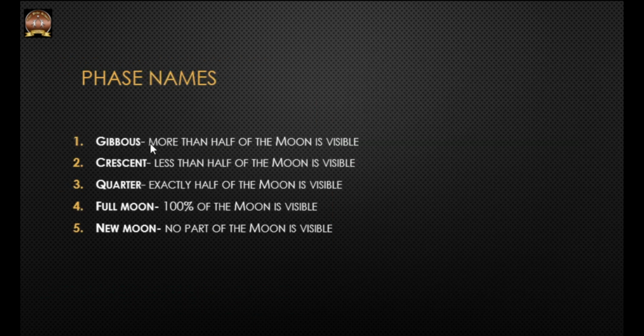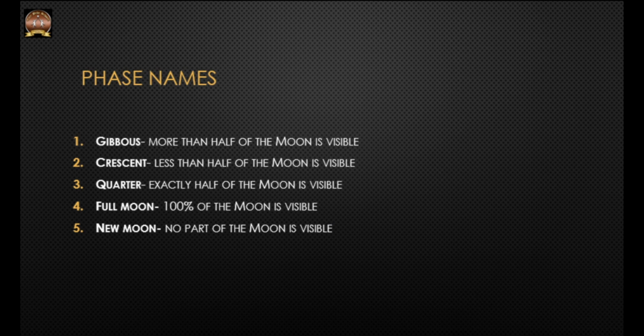The gibbous phase is when more than half the moon is visible. The crescent is when less than half of the moon is visible. The quarter is when exactly half of the moon is visible, and the moon appears to be a full circle in the full moon. That is, 100% of the moon is visible during a full moon.